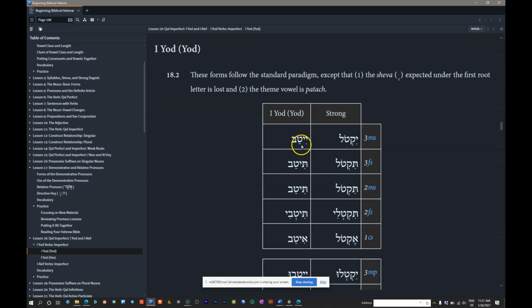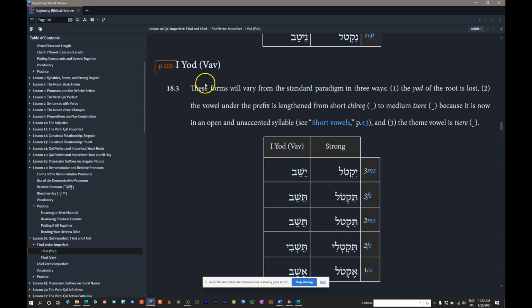So, all that to say, when you come to a true one yod, you can probably figure out what's going on here because you've still got your prefix with the hirik. You still have your root yod. I mean, it doesn't have a vowel or a shavah, but it's still there. This isn't too hard to figure out. But when you get to, instead of the one yod yod, the one yod vav, this one down here, this is where it gets a little bit confusing.